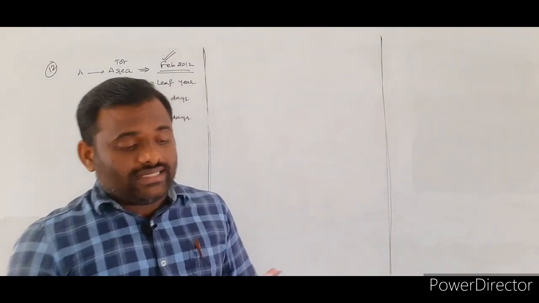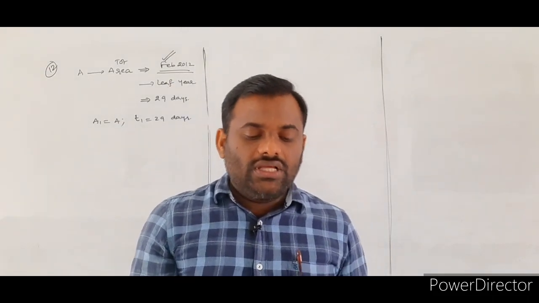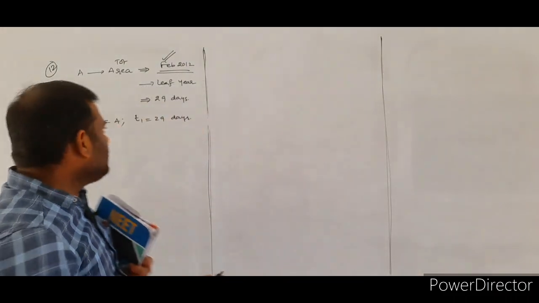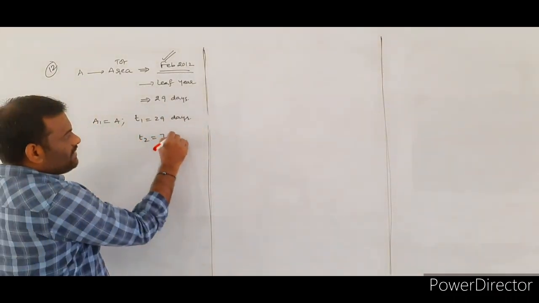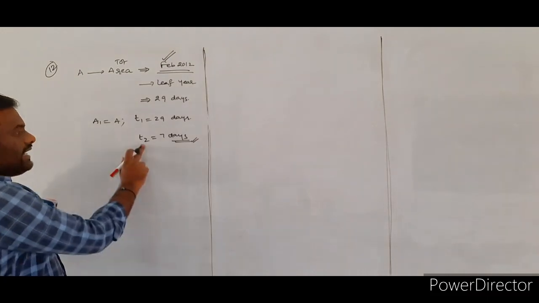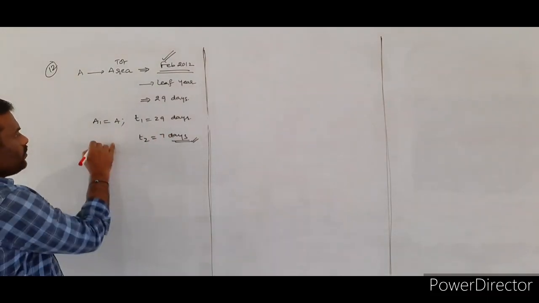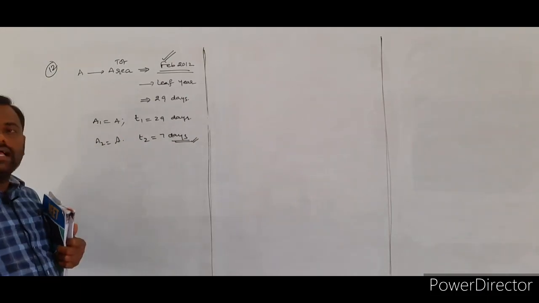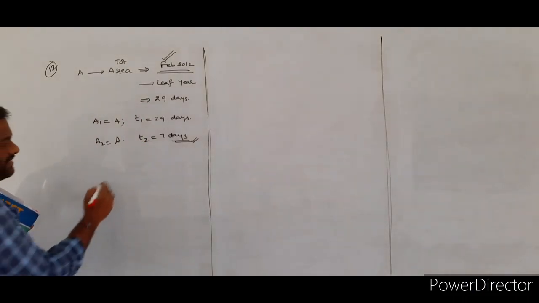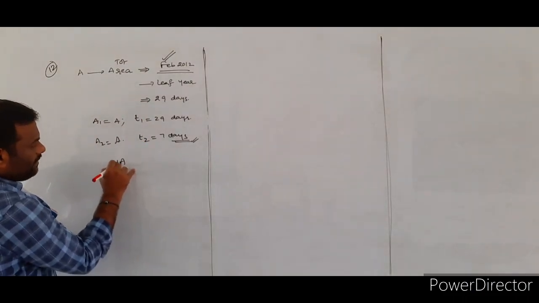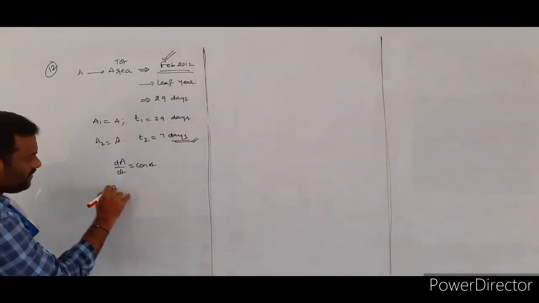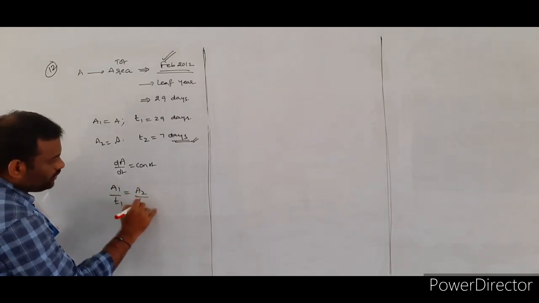Now they are asking the area swept by the same line during the first week of that month, so the second time is 7 days. One week consists of 7 days. The second time period is equal to 7 days. We have to calculate the area covered by the line joining the sun to the planet in the 7 days. According to Kepler's second law, dA by dt is equal to constant. From this we write A1 by T1 is equal to A2 by T2.